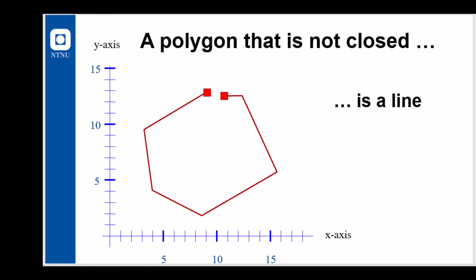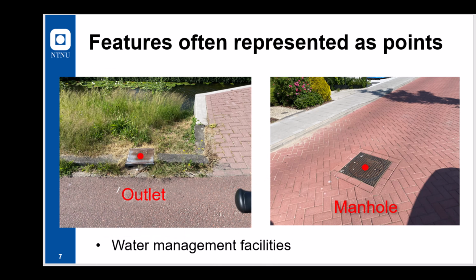If, however, there is a gap, no matter how small the gap is, if the start node and the end node of that line that is supposed to be a polygon is not at the exact same location, it is a line. Now, when representing reality around us, we need to reduce geographical features to discrete objects. So, whatever you wish to represent, it needs to be represented using points, lines, or polygons.